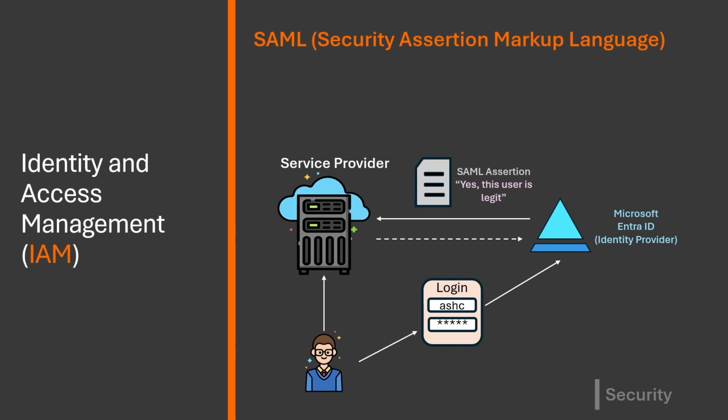This assertion is sent back to the service provider. The service provider then validates the SAML assertion and grants the user access to the requested service without requiring further login credentials. This all happens behind the scenes and it only takes a second or two.